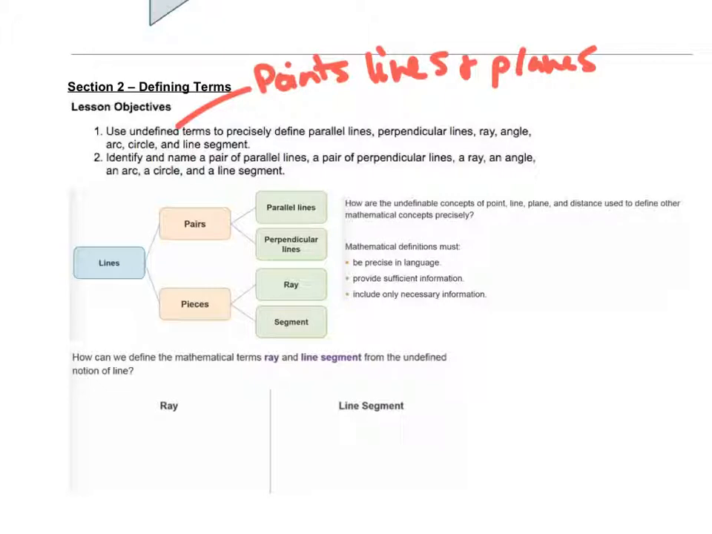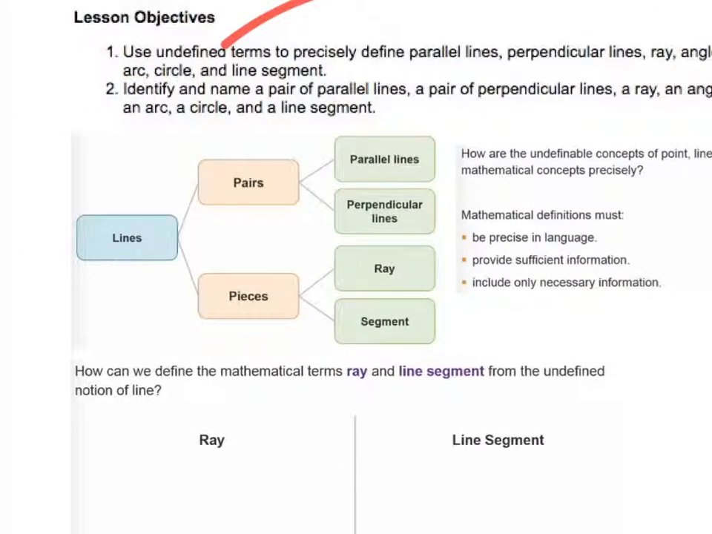The next one we want to do is identify and name pairs of parallel lines, pair of perpendicular lines, a ray, an angle, an arc, a circle, and a line segment. So what we get here is this concept of lines, a series of points going in both directions forever. We can break those into pairs of lines, which gives us parallel lines and perpendicular lines, or we have pieces of lines, which gives us rays and segments.